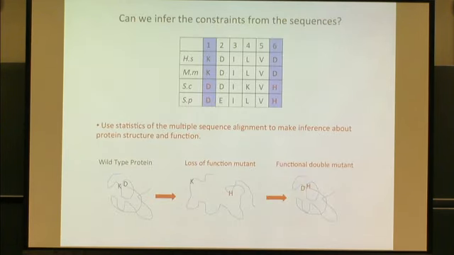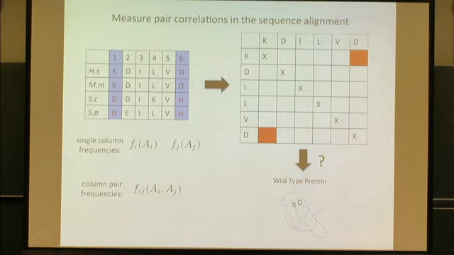So essentially I want to use statistics of a multiple sequence alignment to make inferences or predictions about protein structure and function. Okay? So the first thing I need to do is somehow measure the correlation between every pair of columns in the sequence alignment. Right? So here I have all of the columns against all of the columns. I have a little matrix of correlation scores. I need to somehow measure these correlations.